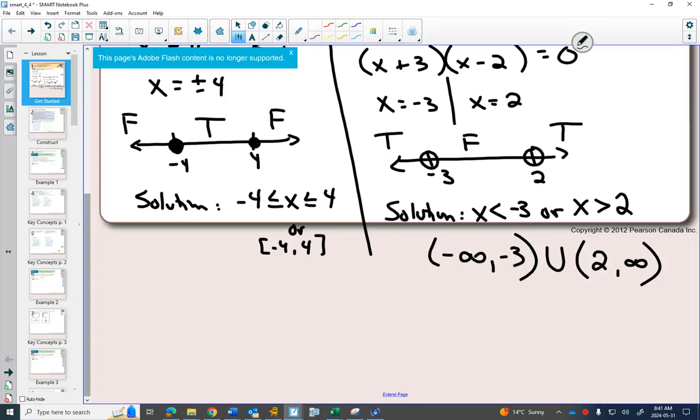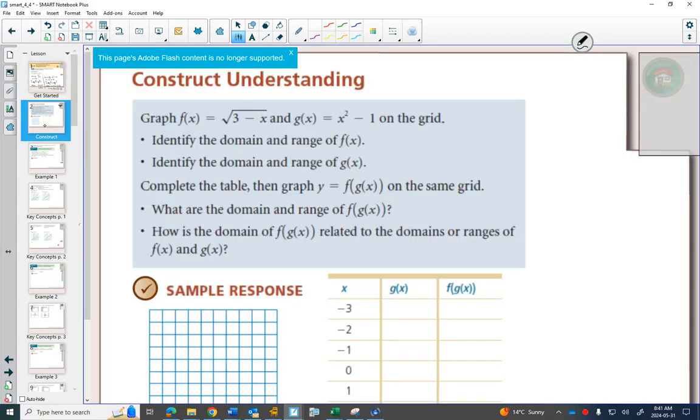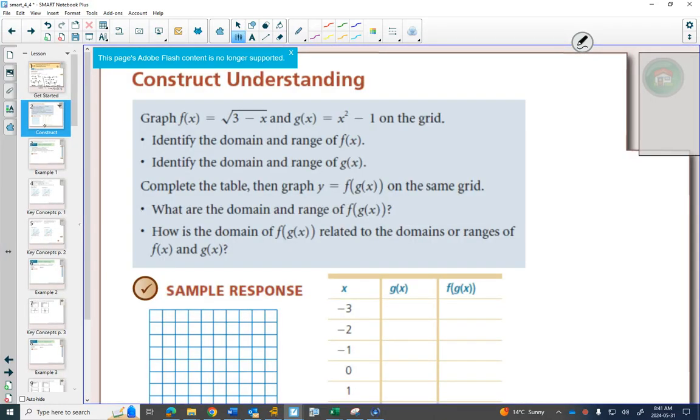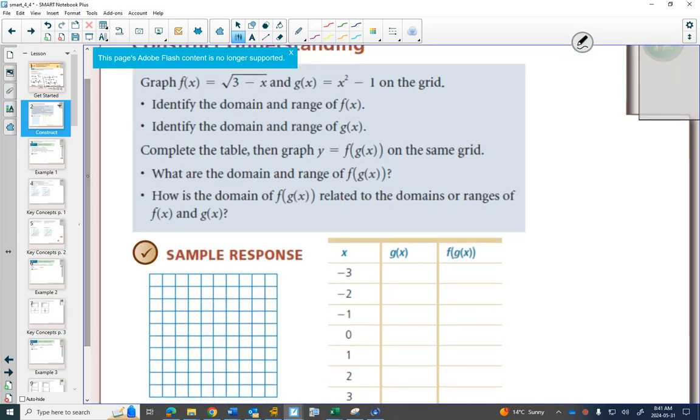So there's a little review of grade 11. This is going to come up because we are going to have to figure out domains and range of composite functions, and some of those composite functions, like in the construct the understanding, are going to have square roots. So first of all, they want to graph both of those, and they want to graph, oh my goodness, we have lots of graphs on the same grid. So we'll color code this.